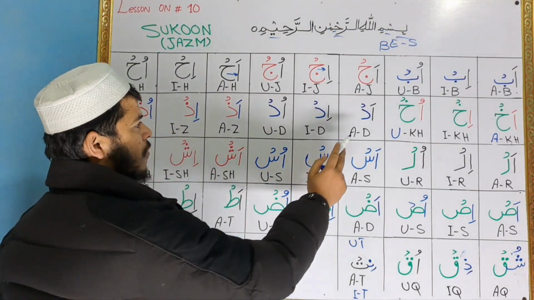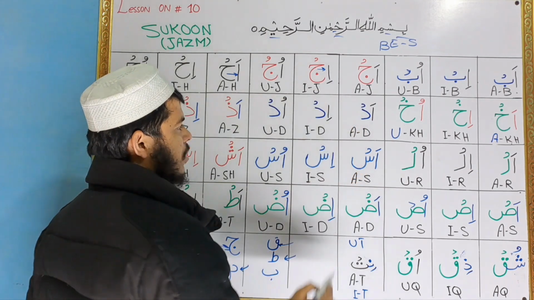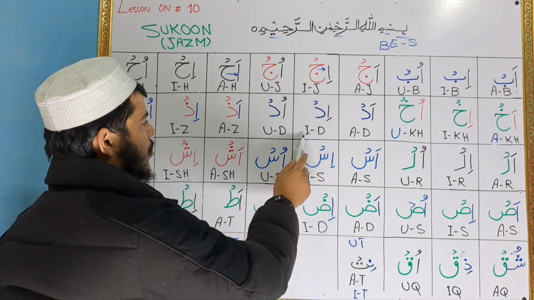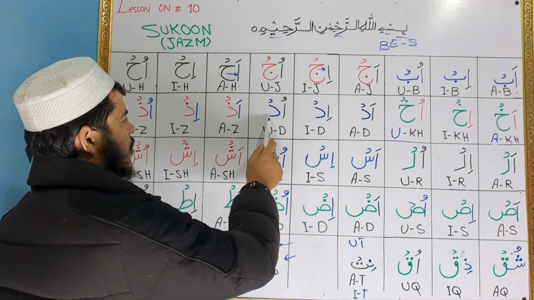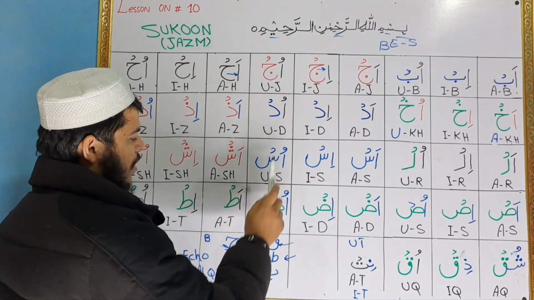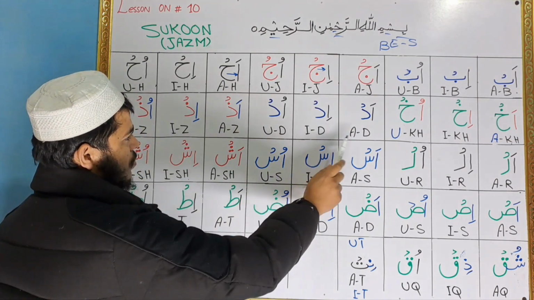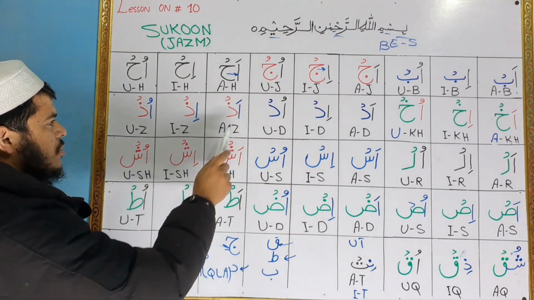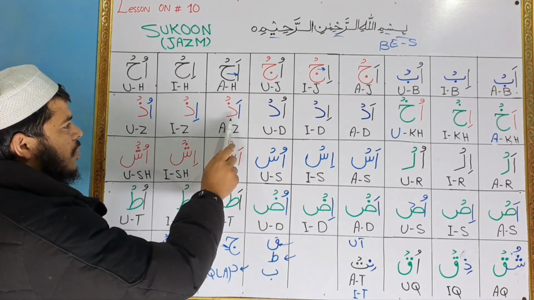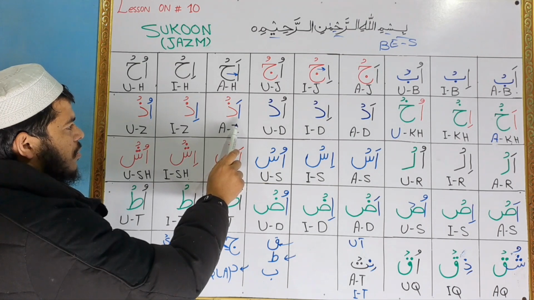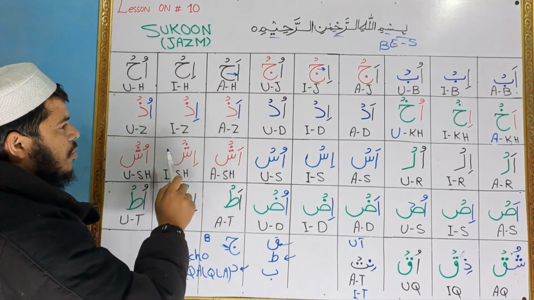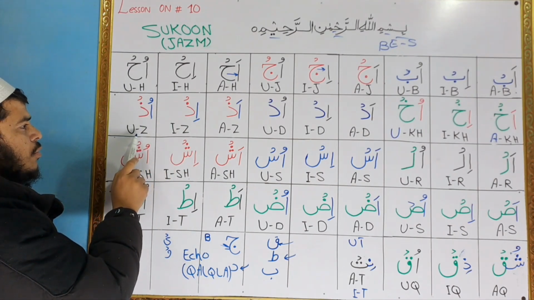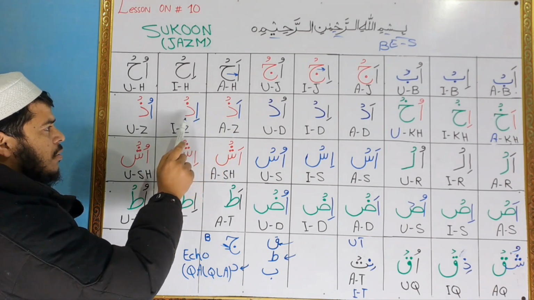Then hamza with dal, hamza dal fatha will be called ad, hamza dal kasra id, hamza dal dhamma ud. So dal is from echo letters, so we will do echo sounds: ad, id, ud. Next, this is zal, very soft. Hamza zal fatha az, hamza zal kasra iz, hamza zal dhamma uz, az, iz, uz.